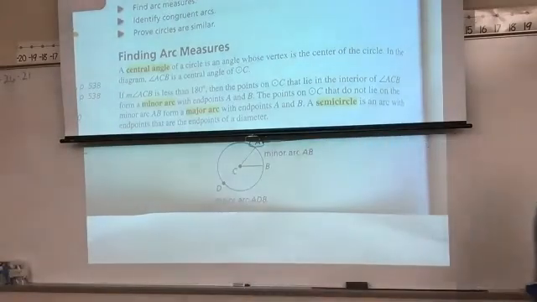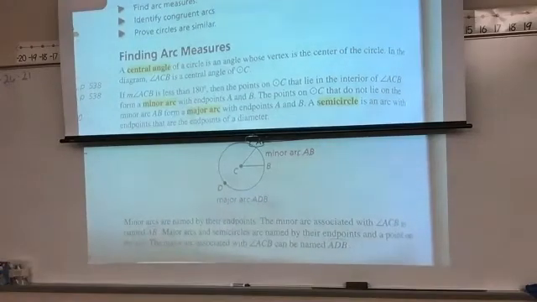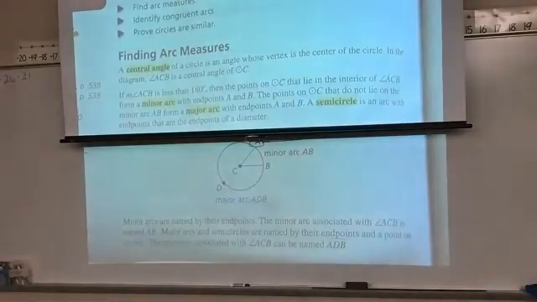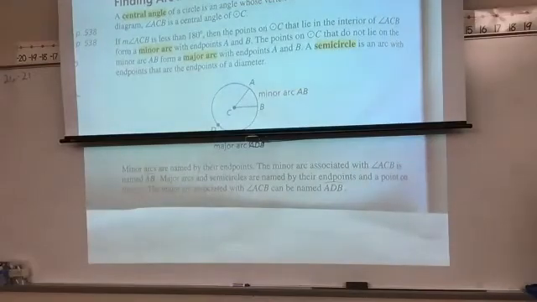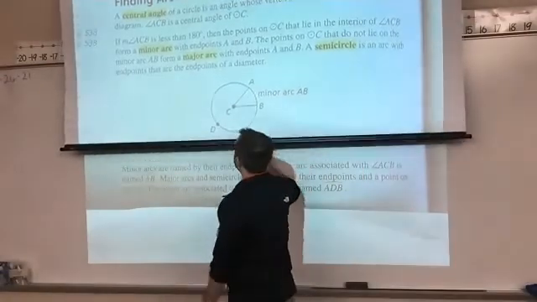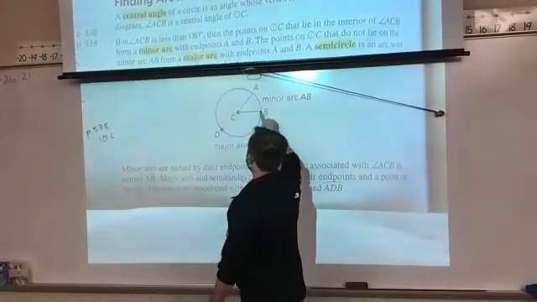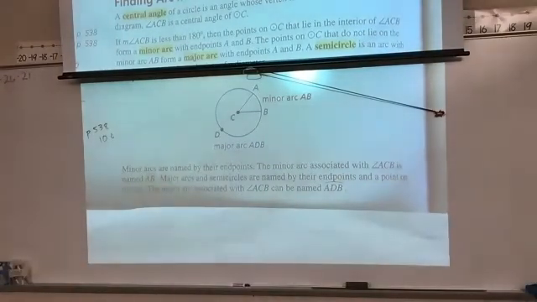So when we name the arcs, they're named by their endpoints. But you'll notice the difference here. When I'm talking about the minor and the major arc here, the blue and the red, this one and then this one, they have the same endpoints. They both have the endpoints AB. So we can't just say arc AB. We've got to find a way to determine which arc we're talking about, the minor or the major.